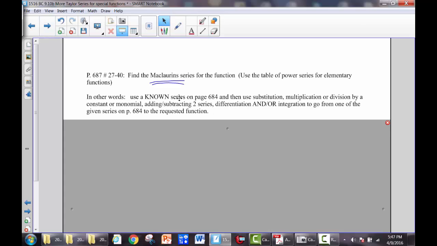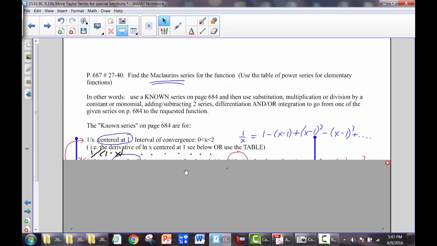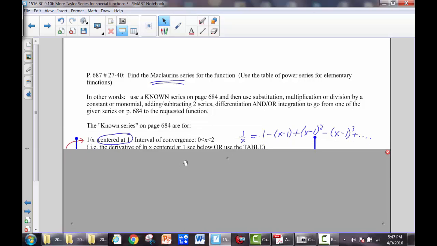27 through 40, find the Maclaurin series for the function. Use the table of power series for elementary functions. In other words, use a known series on page 684 and use substitution, multiplication, or division by a constant or monomial, or maybe adding or subtracting two series, or maybe differentiating or integrating to go from one series to the next, okay?